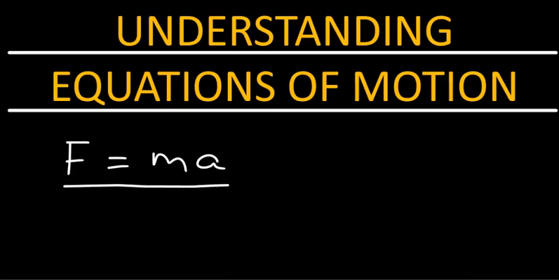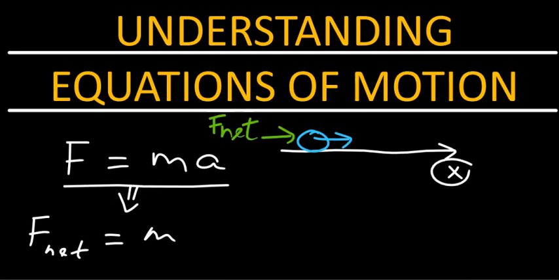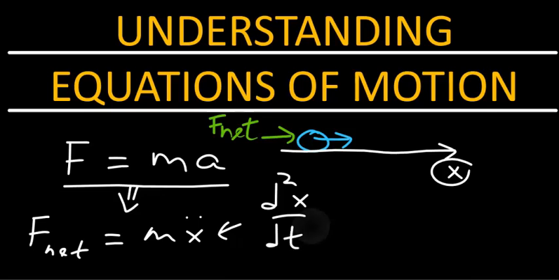If we were to apply this equation to a system comprised of a single object, say moving along an x-axis, assume the net force acting on this object is given by F net. So Newton's second law takes the following form: F net equals m times acceleration. Acceleration in terms of x is quite simply x double dot, where x double dot refers to d squared x over dt squared.